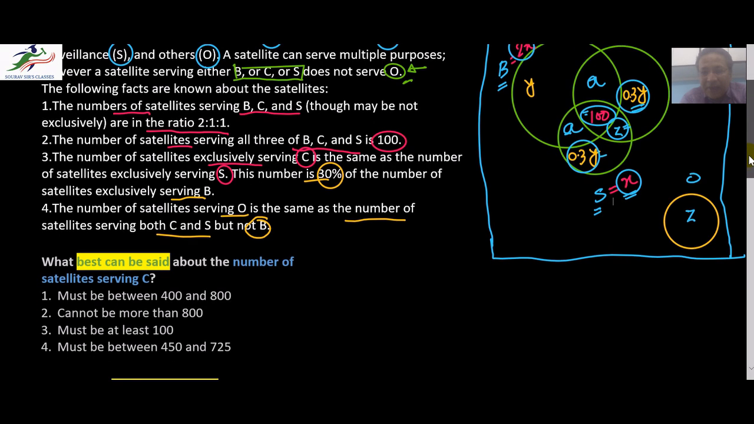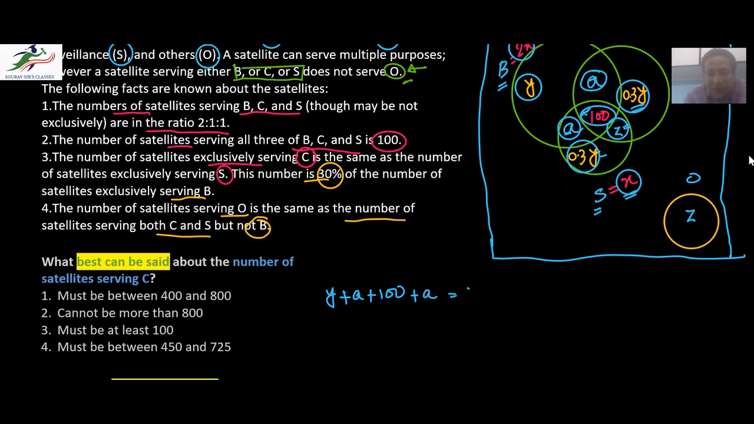So let us write it down here. B will be equal to Y plus A plus 100 plus A again. Now this is twice of C, which means 0.3y plus A plus 100 plus Z. So this is the first condition.